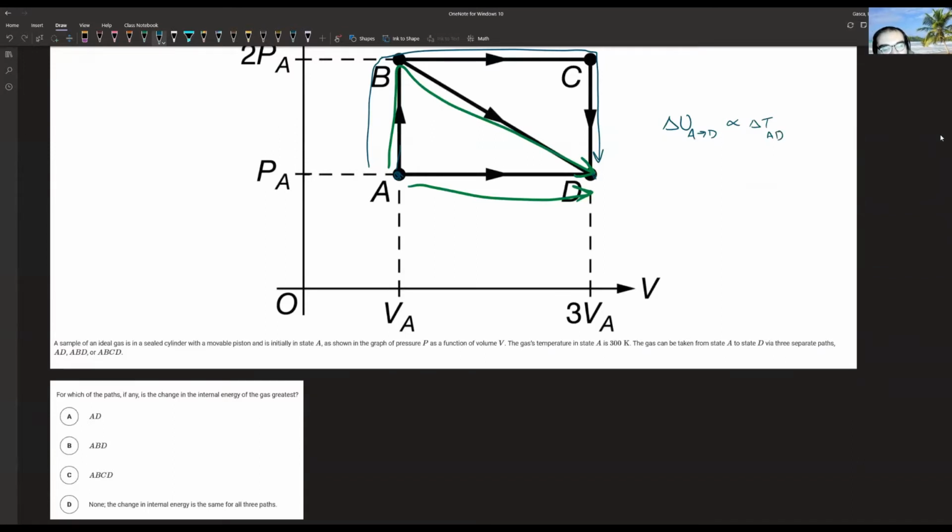Now, one of the big things that we can try to remember conceptually is the concept of a state variable. A state variable like temperature is called that because it doesn't matter how you get from one point to another. The value only cares about the distance between them.